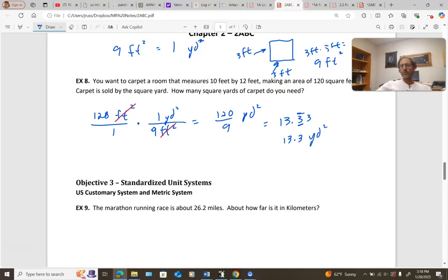Okay, so we would need that much carpeting to carpet this room. Now in actuality, if anybody has ever laid floors or laid carpet, you know you don't just buy the exact area because there's always waste, right? So you would actually probably want to buy more square yards of carpet. You always want to have some extra.